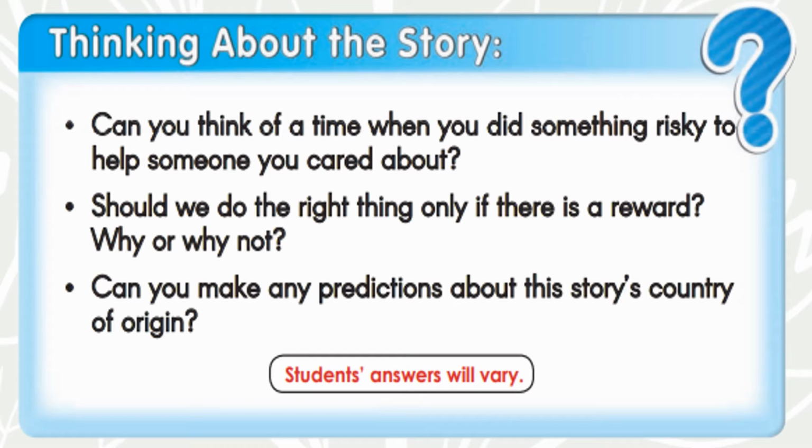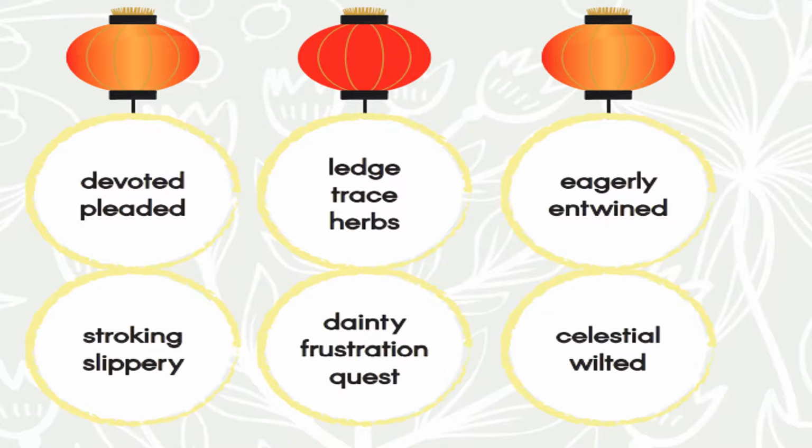We also have some questions. Can you think of a time when you did something risky to help someone you cared about? Should we do the right thing only if there is a reward? Why or why not? Of course we should always do the right thing because it feels good to do it. Can you make any predictions about this story's country of origin? If you look at the picture, you can guess the country easily. So the country is Japan. So this story happened in Japan.